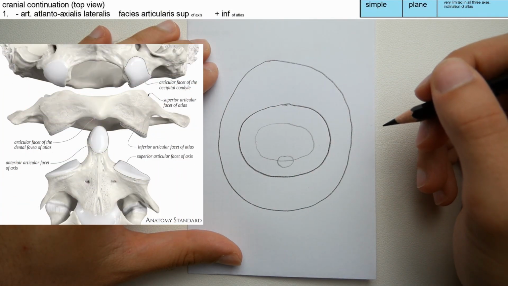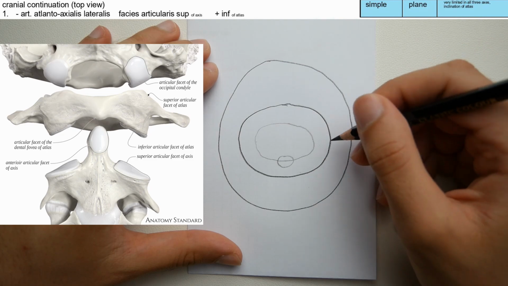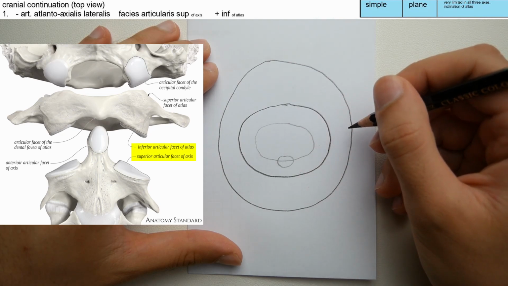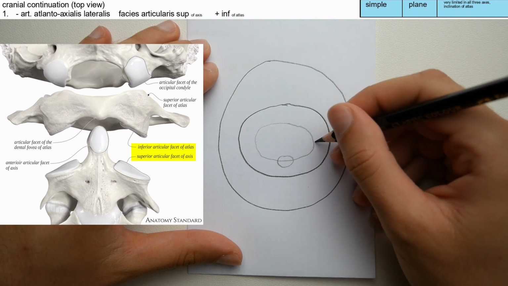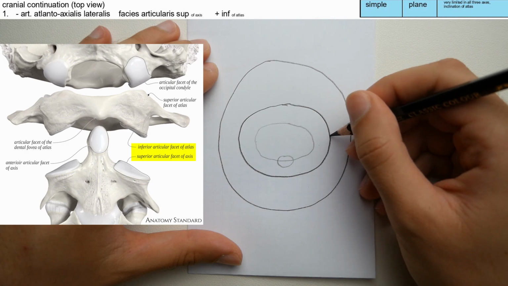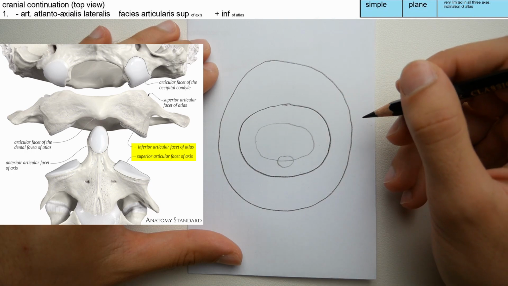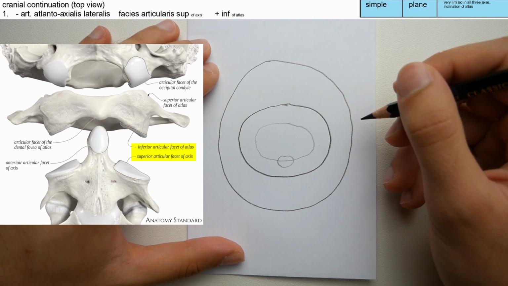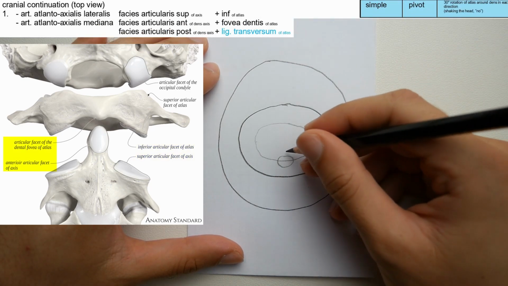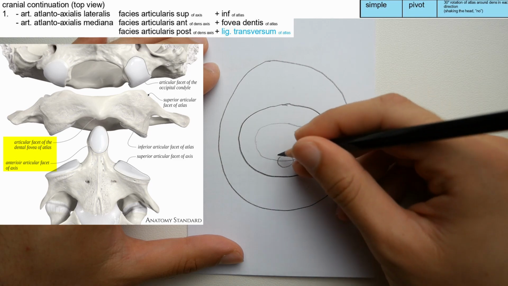The articular surfaces of the articulatio atlantoaxialis lateralis are called the same as the rest of the spine: facies articularis superior of axis and facies articularis inferior of atlas. The stabilizing ligaments are also the same as the rest of the spine. This changes in articulatio atlantoaxialis mediana.